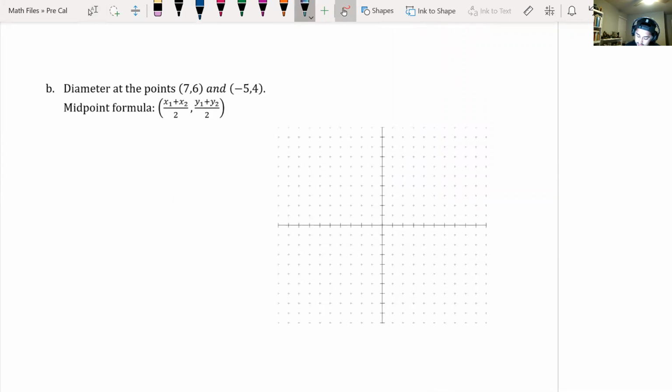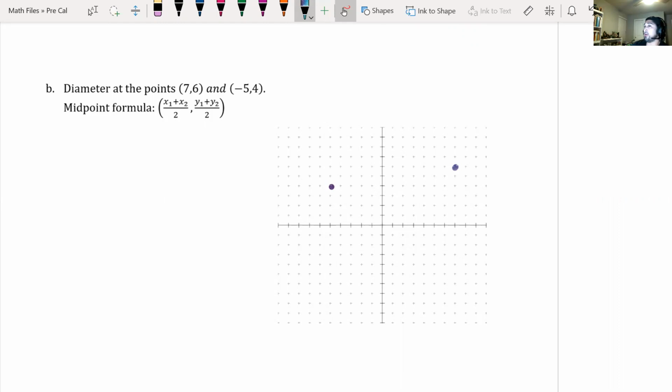(7, 6). 7, then 1, 2, 3, 4, 5, 6. There's one endpoint, and then (-5, 4). 1, 2, 3, 4, 5, and 1, 2, 3, 4. There we go. So there are the endpoints that they give us.